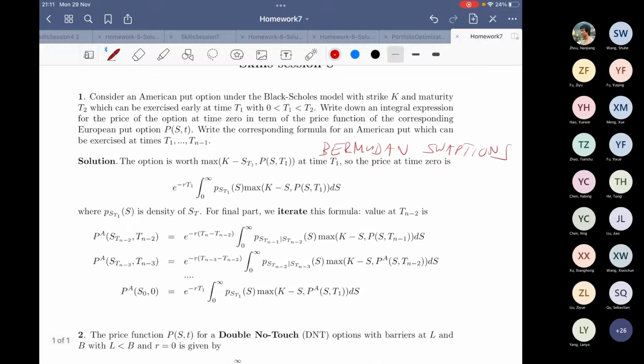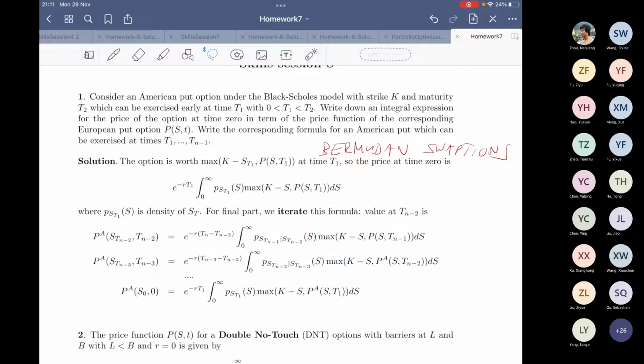So, this is a bit fiddlier, but it's the same idea. You essentially use a backward induction. At time t_{n-2}, the American option is worth, well, we express it in terms of what happens at the later time, t_{n-1}. So you multiply it over the conditional density of S_{t_{n-1}} given where we are here, S_{t_{n-2}}. And then it's the same thing.